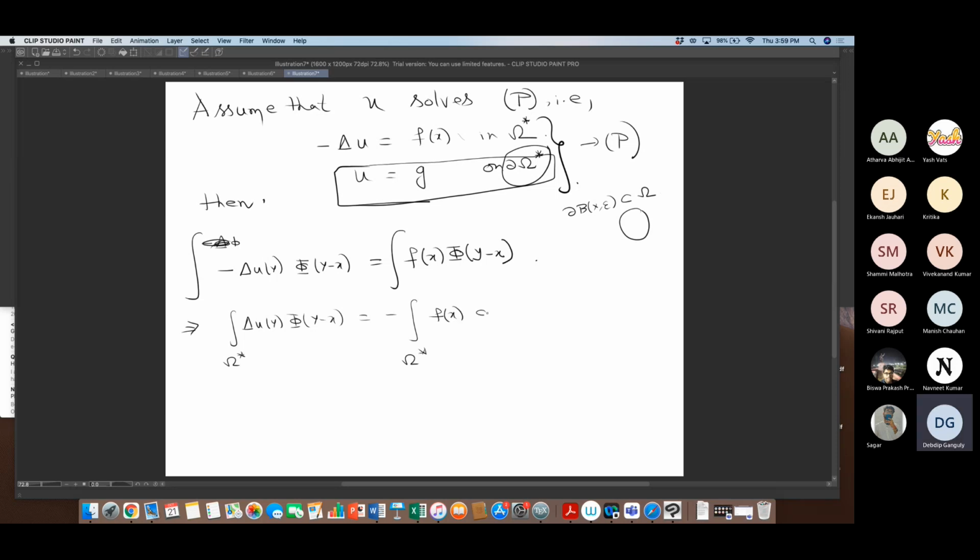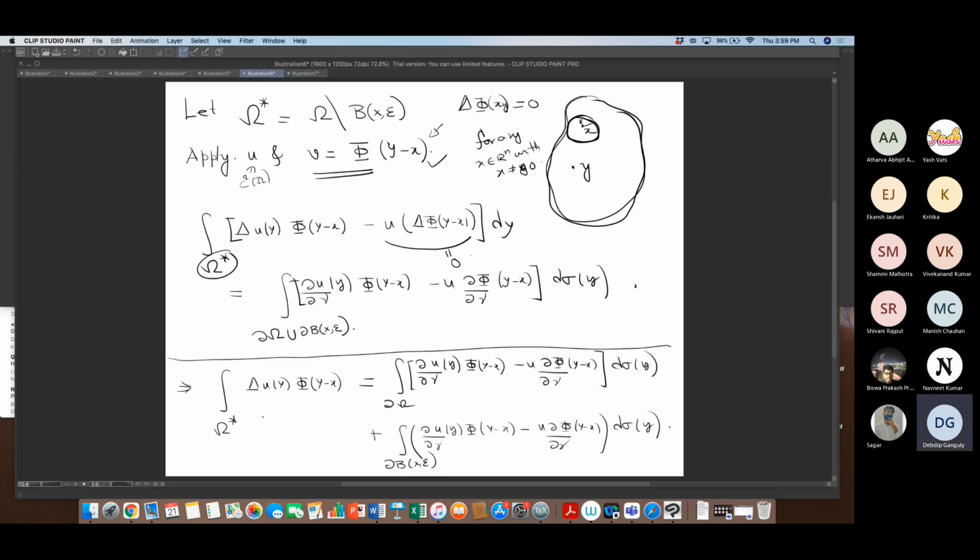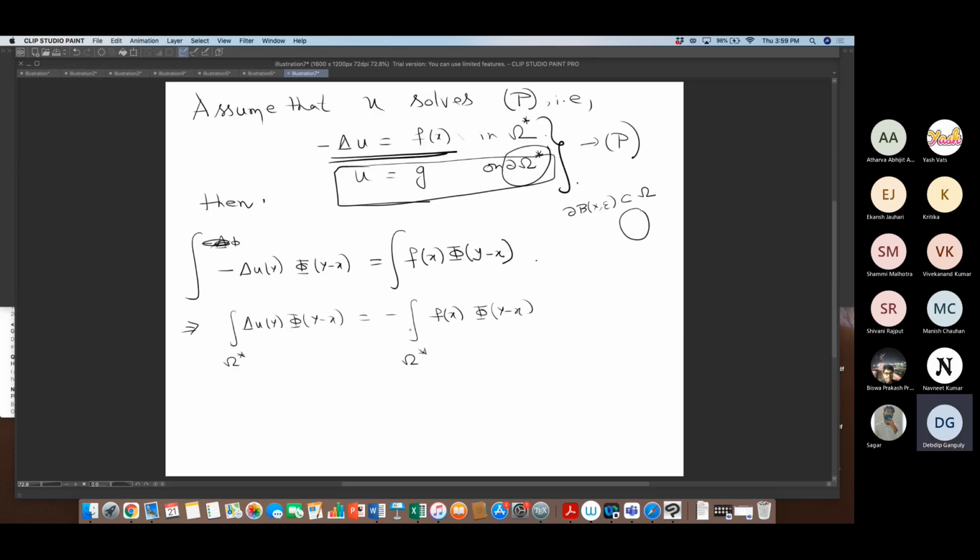Here I've just used the fact that u satisfies this equation in omega star. That's all. That means minus Laplacian u into phi of y minus x. Is that clear? Here I have just used that u solves this equation, that means this implies this. Now you can substitute here: Laplacian u times phi of y minus x is nothing but minus f(x) phi of y minus x. Is that clear?